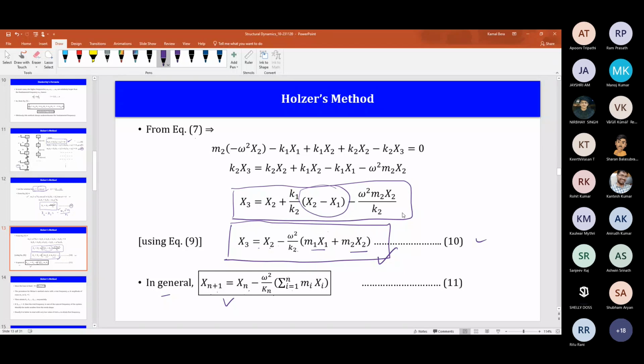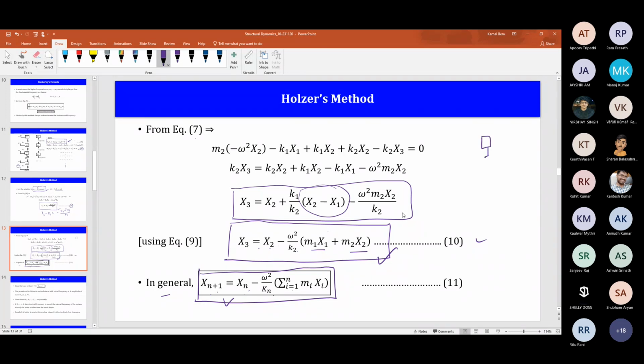So this is the formula we are going to use to iteratively find out the mode shapes and the frequency of the system. That is the Holzer method. So that is an iterative procedure. How to do that? What is the value of x(n+1)?